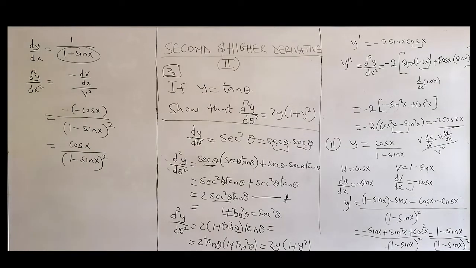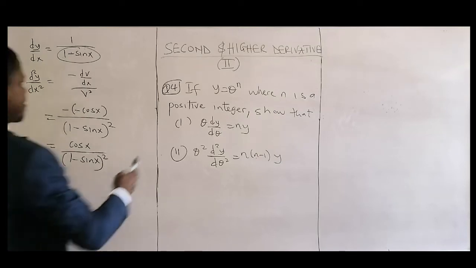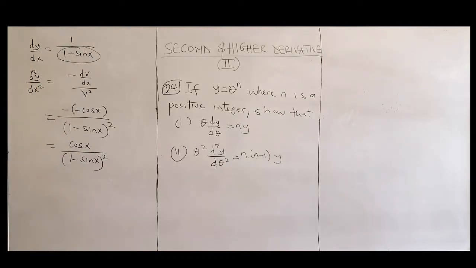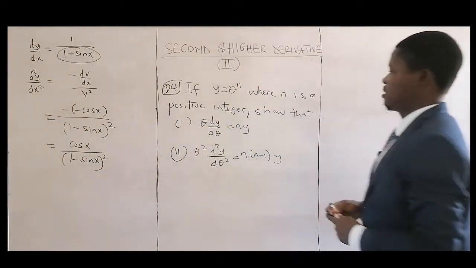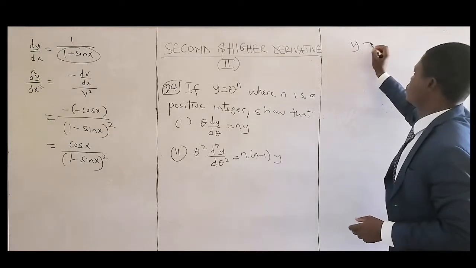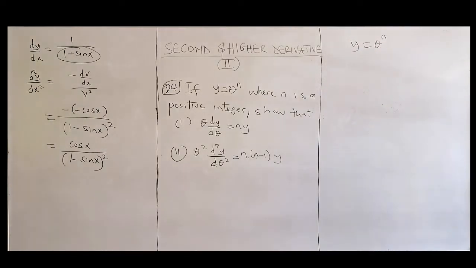On the screen, we have: if y is this, where n is a positive integer, show that number 1 and show that number 2. Let's quickly see the solution to that. We have y equal to theta to the power n. y is a function of theta. So the first differential will be equal to what?